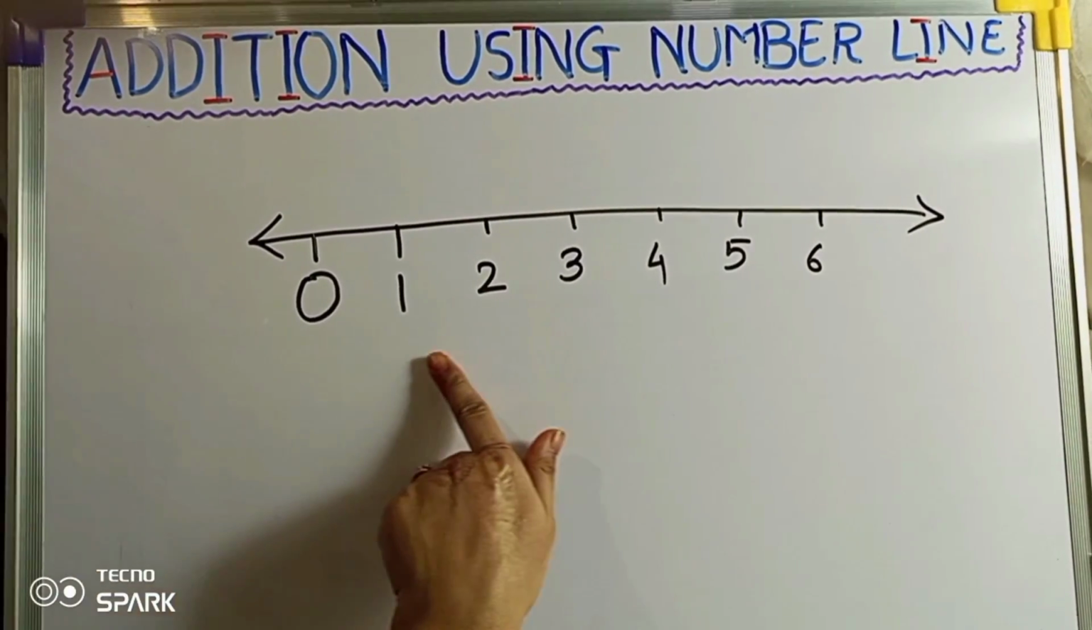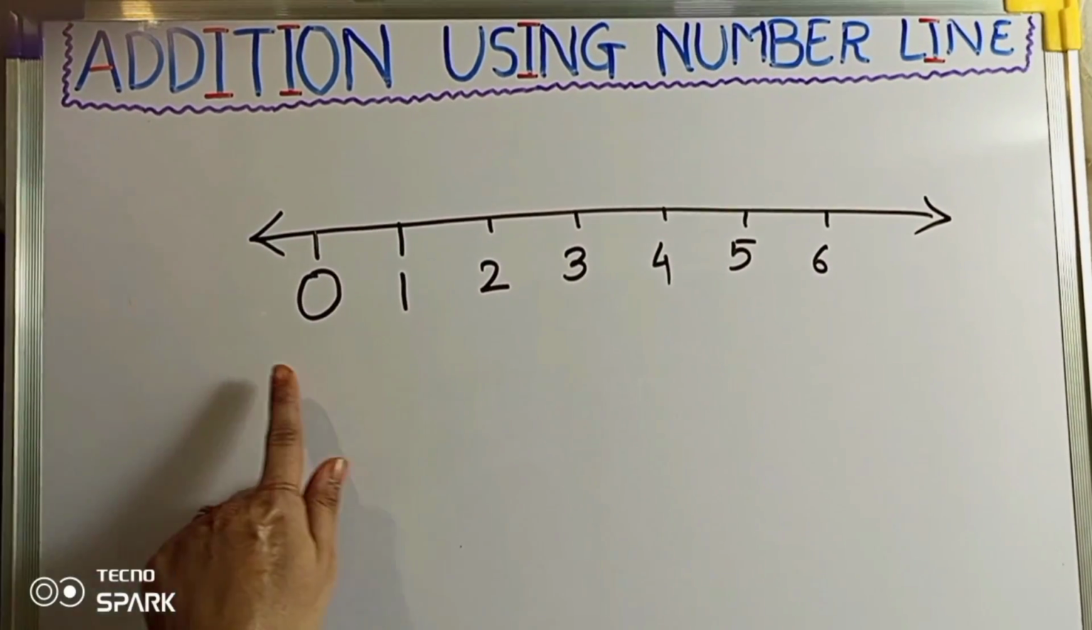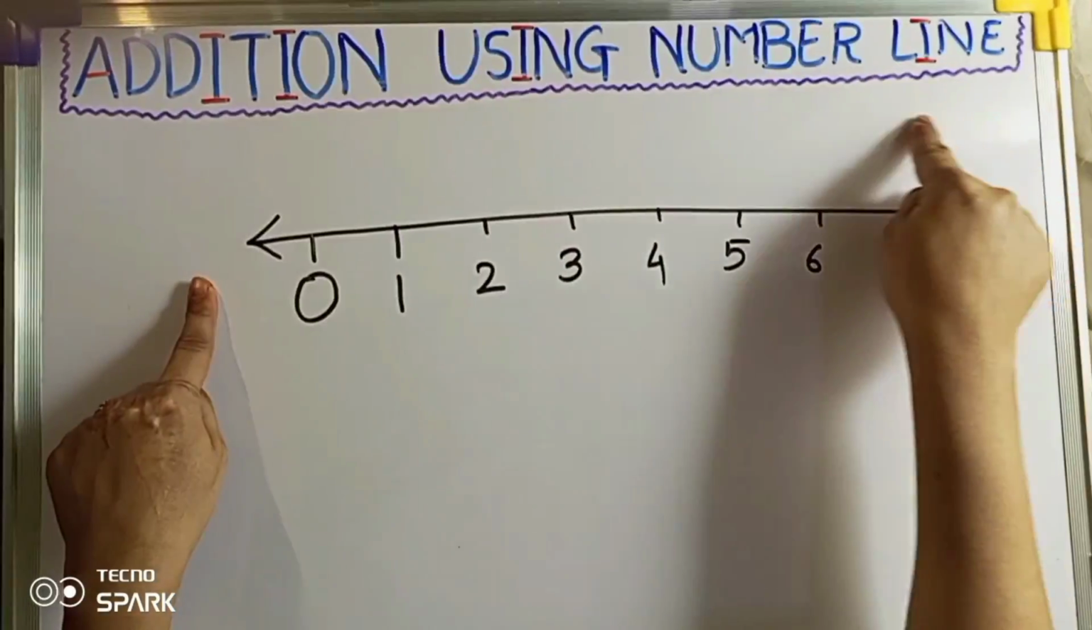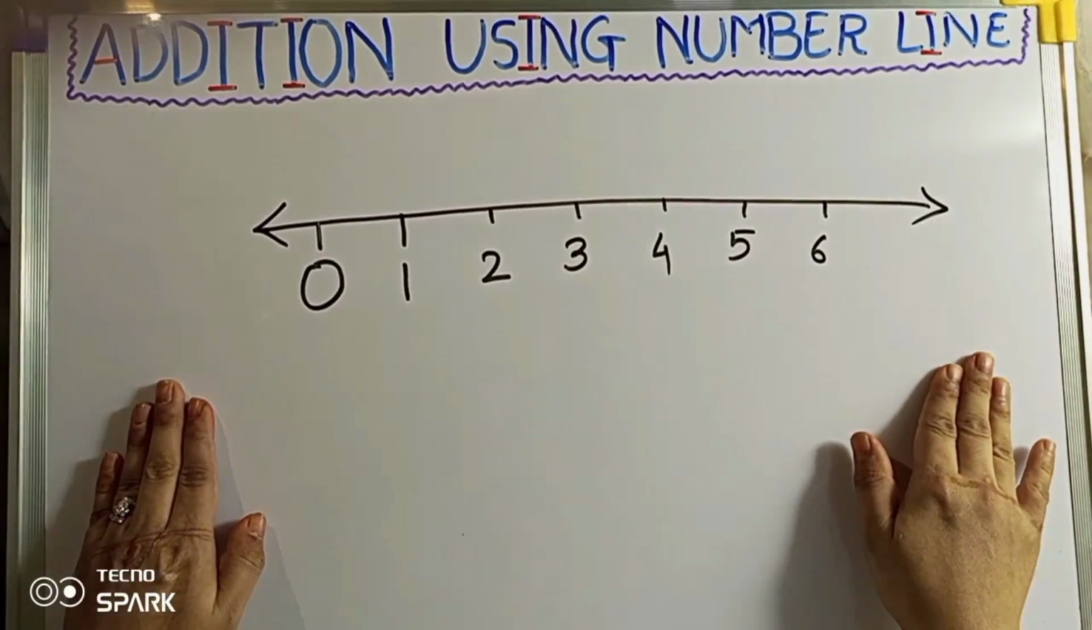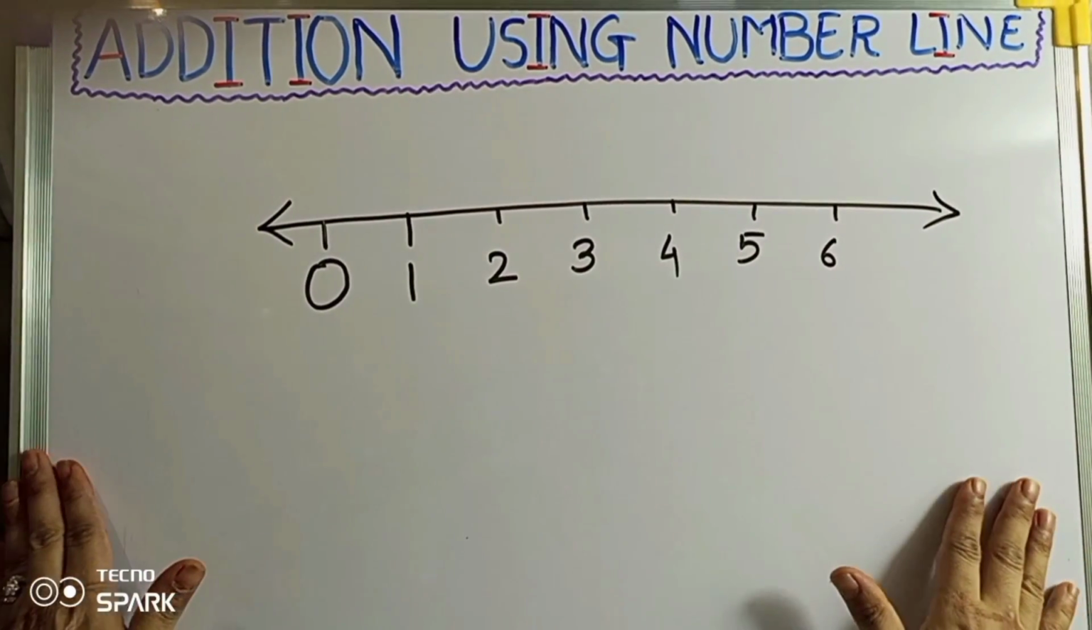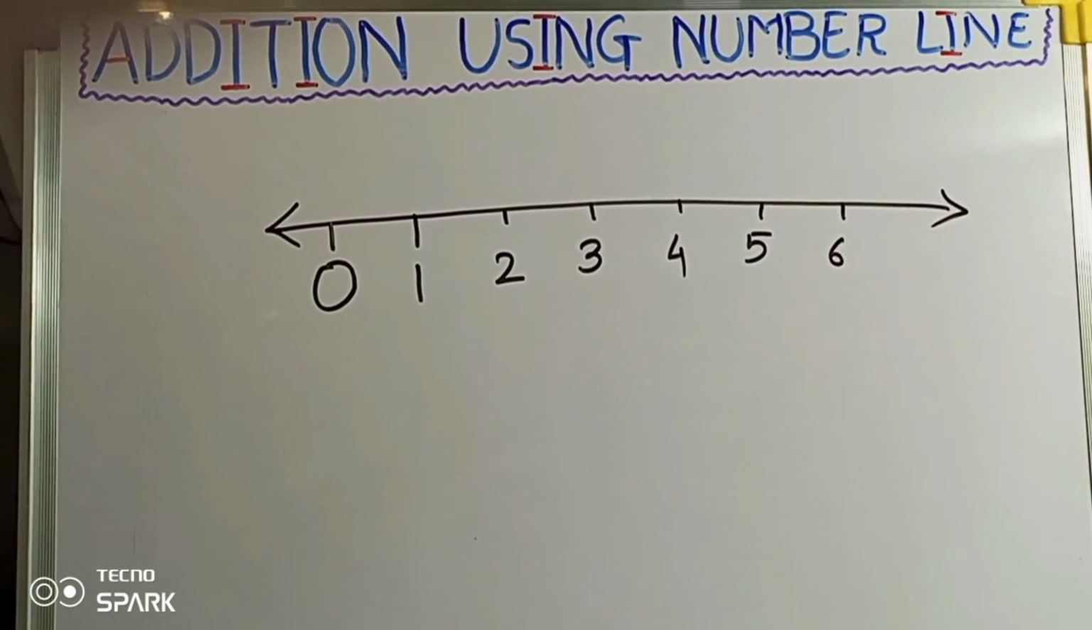Now, we have written numbers on the line. So, this is known as a number line. Okay. Now, using this number line, we will learn addition. So, let us start.